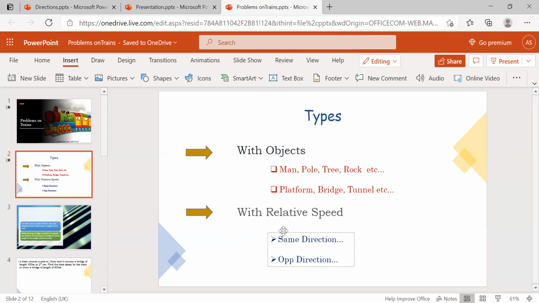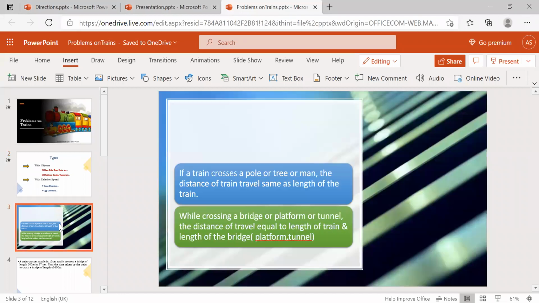Speed will be the difference of the speeds. Okay, we'll see this clearly while discussing relative speed. Now we'll move to the next one. See, these 2 points only I discussed now. Just pen down these 2 points. They are very, very important points.